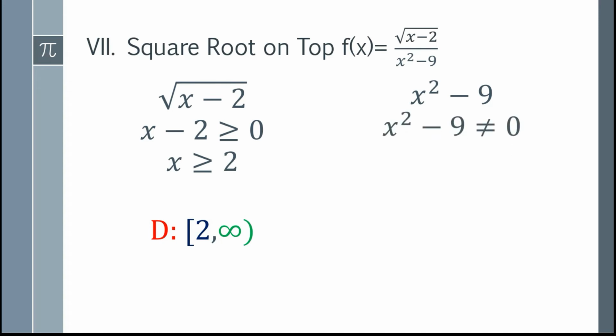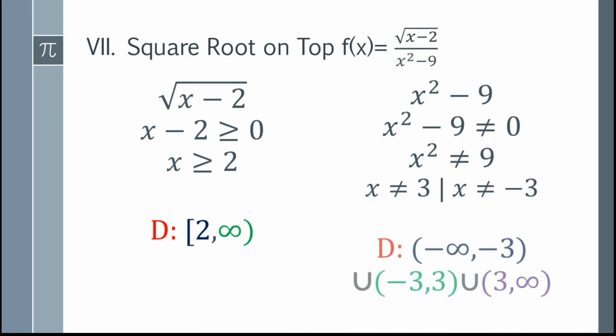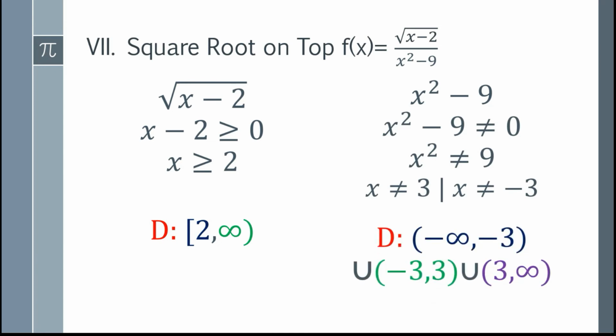Ngayon, sa denominator naman, we have x squared minus 9 is not equal to 0. Huwag mo lang siyang i-equal sa 0. So, x squared is not equal to 9. So, then yung dalawa nating sagot ng x, we have positive 3 at negative 3. So, ang domain natin, that will be parentheses negative infinity to negative 3, at yung union, parentheses negative 3 to 3, union, 3 to infinity.